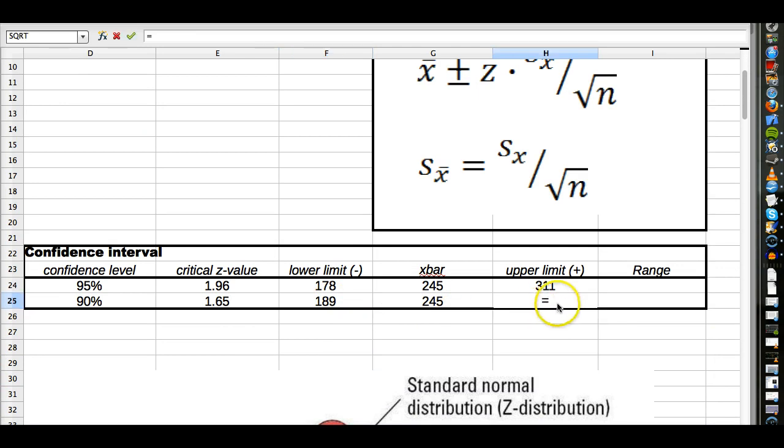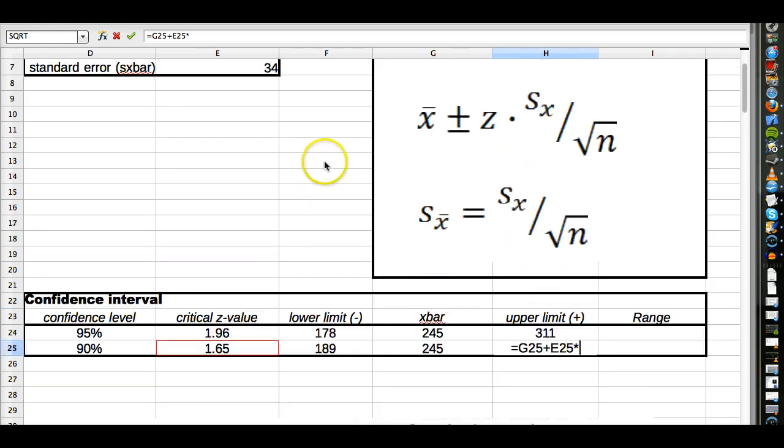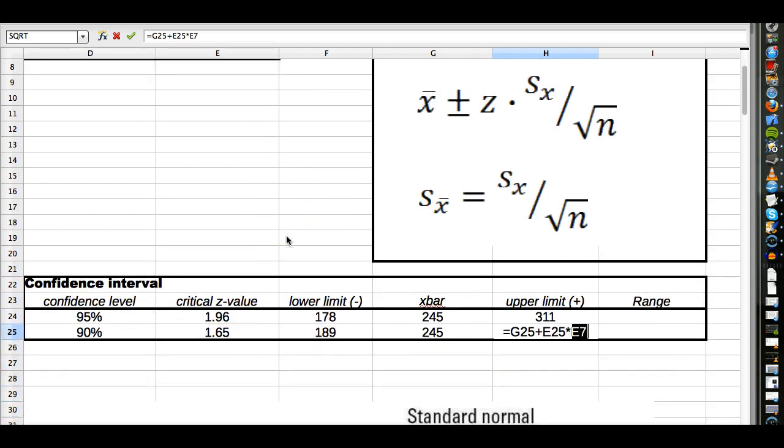Now for the upper limit, same formula, 245, plus, this time because we're working with the upper limit, our critical z value, which I found in a table from before, multiplied by our standard error, which is right there. I hit enter and we get another interval. Now if we compare these intervals by finding the range, I'm going to show you something. We get a range of 133 Facebook friends in the first interval at the 95% confidence level, but at this other lower confidence level of 90%, we get a smaller interval, only 112 people in our interval.